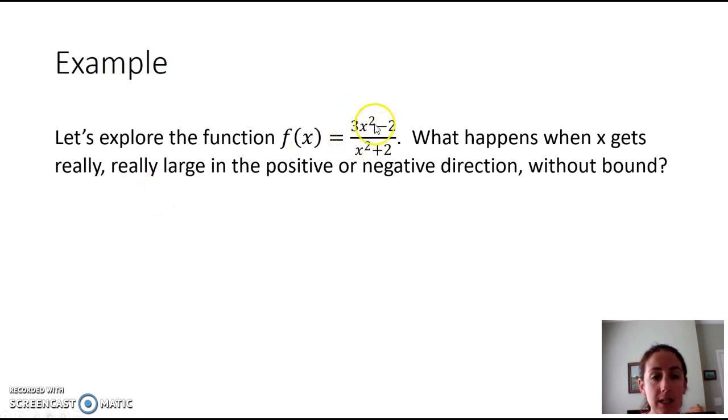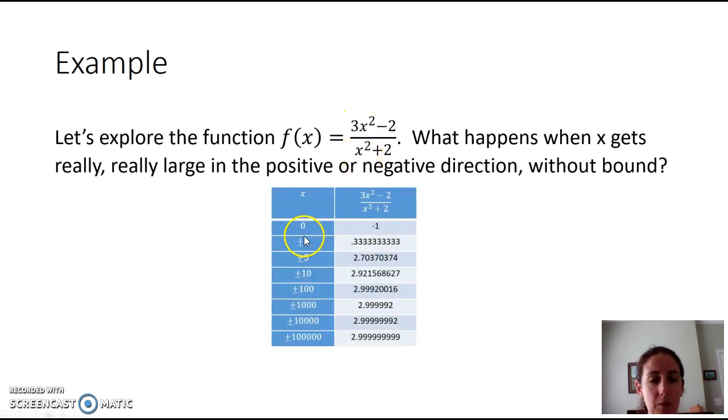Now notice the x's are being squared, so if I plug in a positive value like positive 1, I would get 1 squared, which is 1, and 1 squared, which is 1. And if I plugged in negative 1, I'd get negative 1 squared, which is also 1, and negative 1 squared, which is 1. So if you plug in the positive value and you plug in the negative value, you're going to get the same thing.